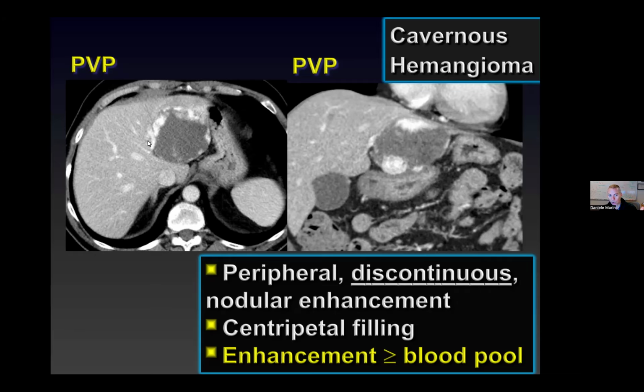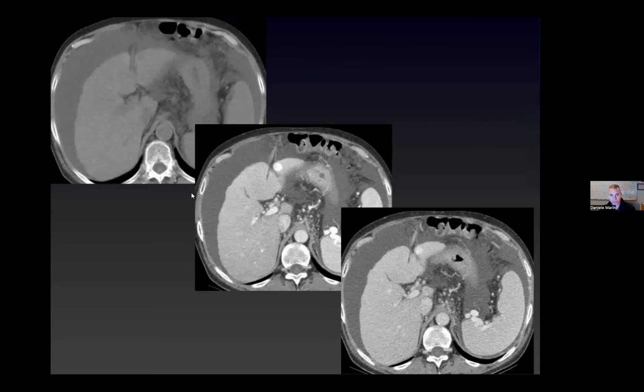If we are doing a multiphasic CT acquisition, we will also see progressive filling of the lesion over time. And the other very important, probably the most important finding, is that the attenuation of the enhancing component is equal to the attenuation of the blood pool. So always remember to compare the enhancement of hemangiomas to the background blood pool.